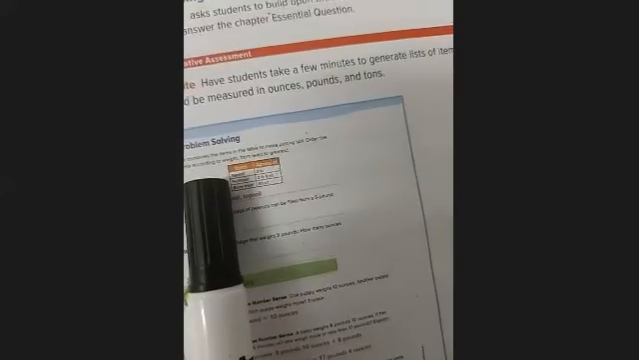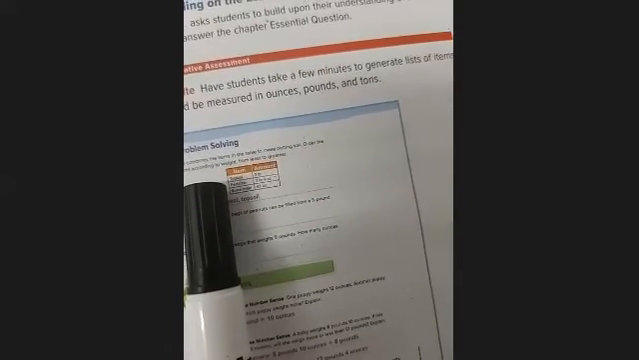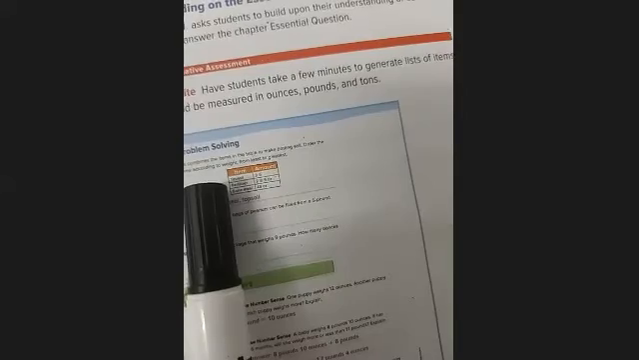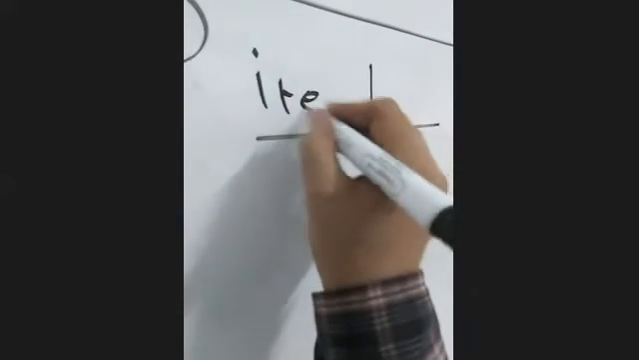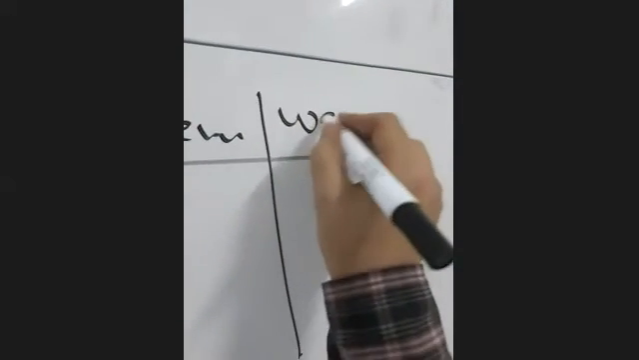Listen to me here. Mia combines the items in the table to make potting soil. Order the items according to weight from least to greatest. So we have this table here. Here we have the item, and here we have the weight.